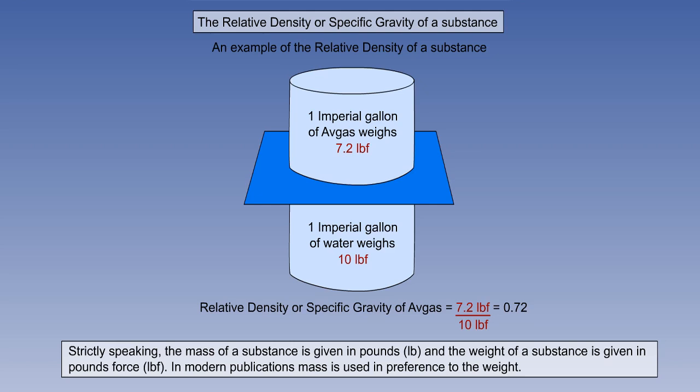We now compare the weight of the fuel, 7.2 pounds force, to that of an equal volume of water which weighs 10 pounds force. To find the specific gravity, the weight of the fuel is divided by the weight of water, resulting in an Sg of 0.72.